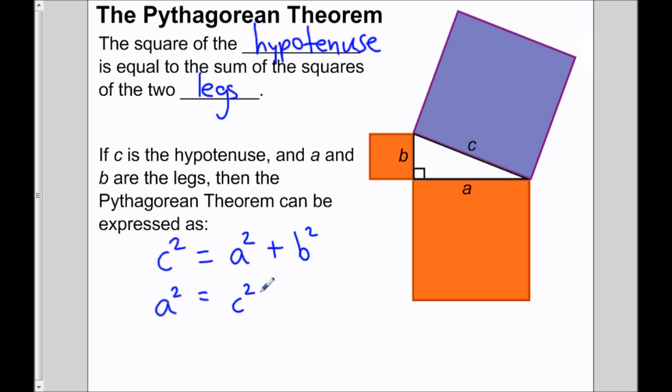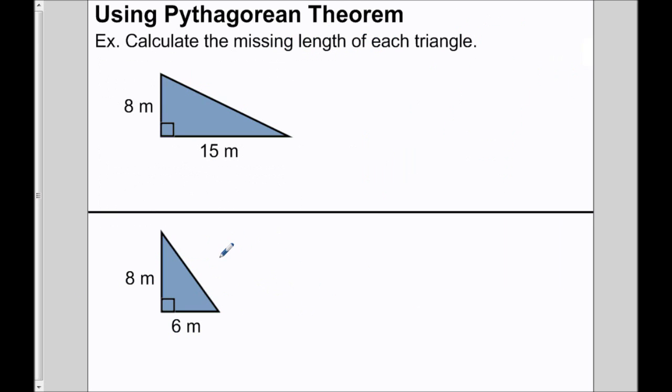C squared, subtract the other square, which is B squared. Okay, so we've got two versions of the same relationship, and we're going to use both in different situations. We use the Pythagorean theorem primarily to figure out the lengths of the missing side, and I'll show you how we do that. So here we have some examples of right triangles with a missing side.